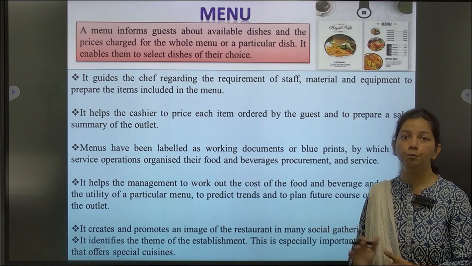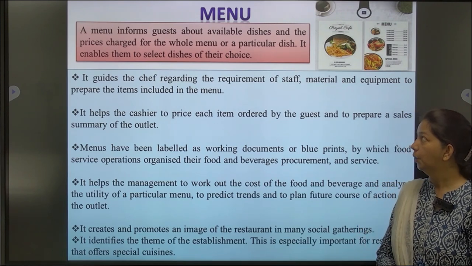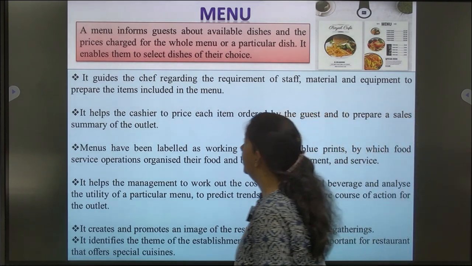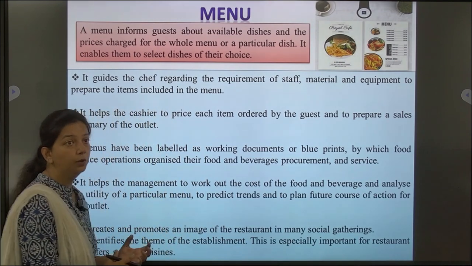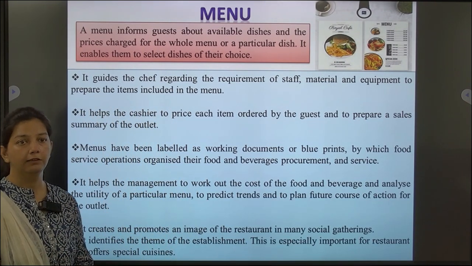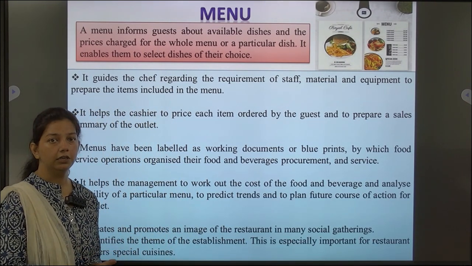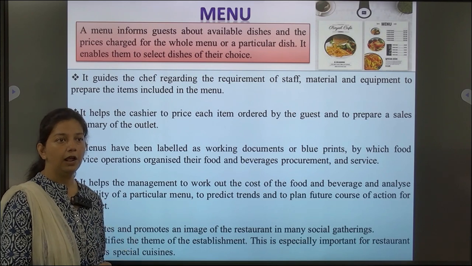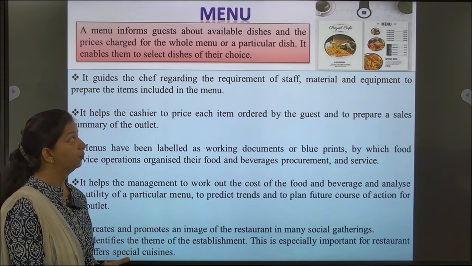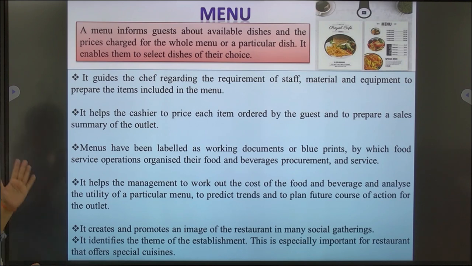Then we come to menu. What is menu? Menu is very important while planning a meal, because menu is a combination of meals like breakfast, lunch, dinner. What all meals we have planned, it comes under one menu. So menu informs guests about available dishes and the price charged for the whole menu of a particular dish.